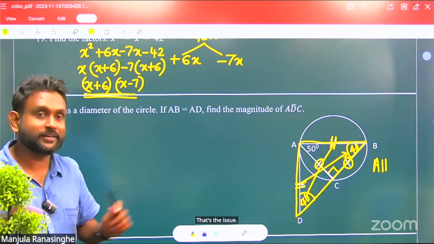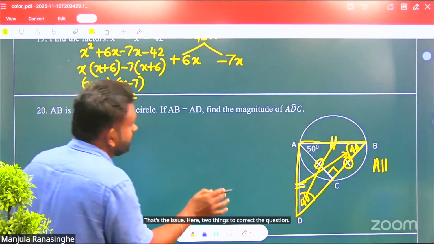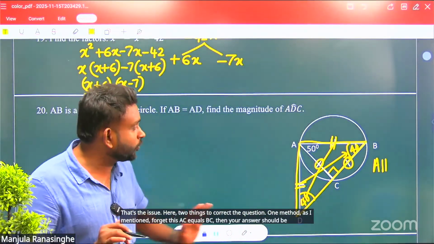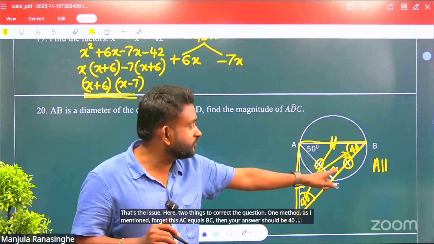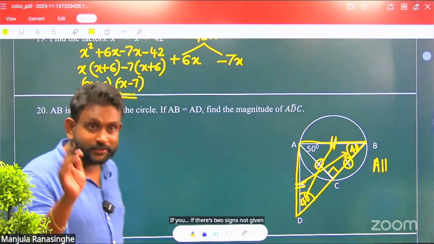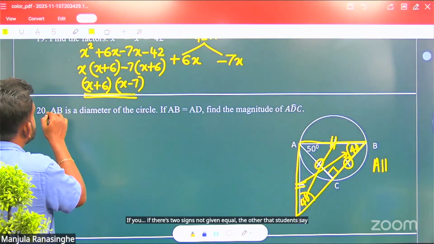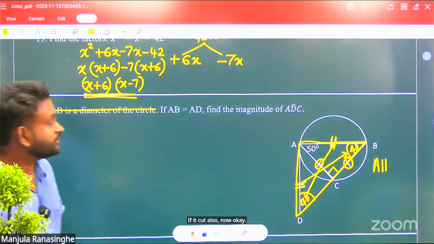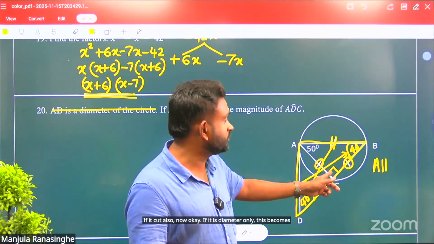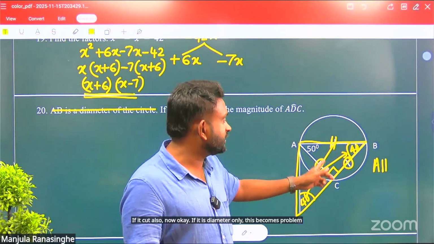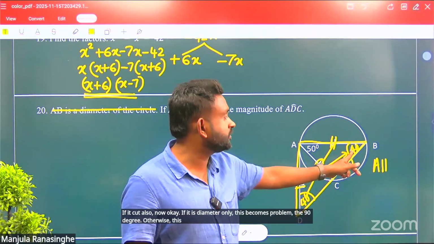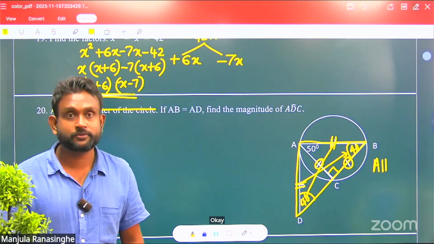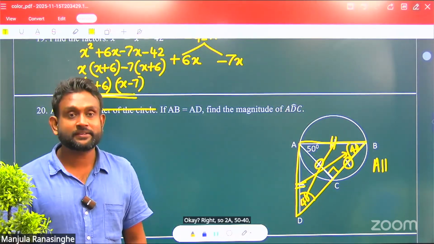Here, there are two ways to correct the question. One method, as I mentioned, forget this AC equal BC. Then your answer should be 40 degrees, if the two sides are not given equal. The other, that the students say: don't forget this question. If it is a diameter only, this becomes a problem, the 90 degrees. Otherwise, these two sides equal, then 50, 50, then here 50. So 50, 40, or any other answer is acceptable, all marks given.